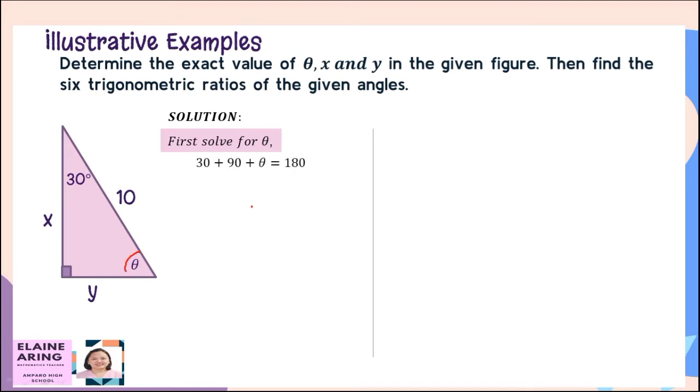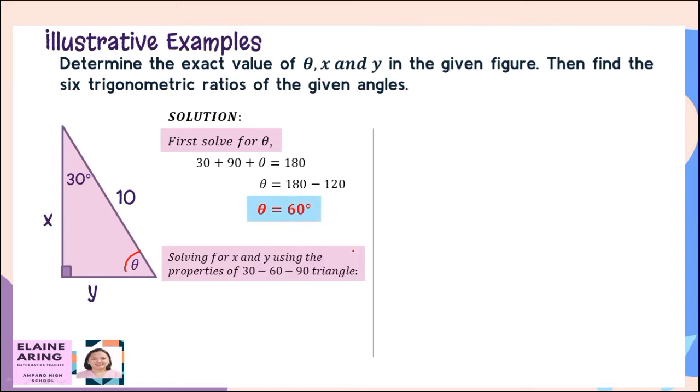So, alam naman natin na yung total nung tatlong angle na to must be equal to 180 degrees, tama? So, 30 plus 90 kasi right angle plus theta is equal to 180. So, we have theta is equal to 180 minus 120 kasi 30 plus 90. Then, transpose na. So, therefore, the value of theta is 60 degrees. So, ganun lang siya, class. Next, let us now solve for x and y using the properties of 30-60-90 triangle.